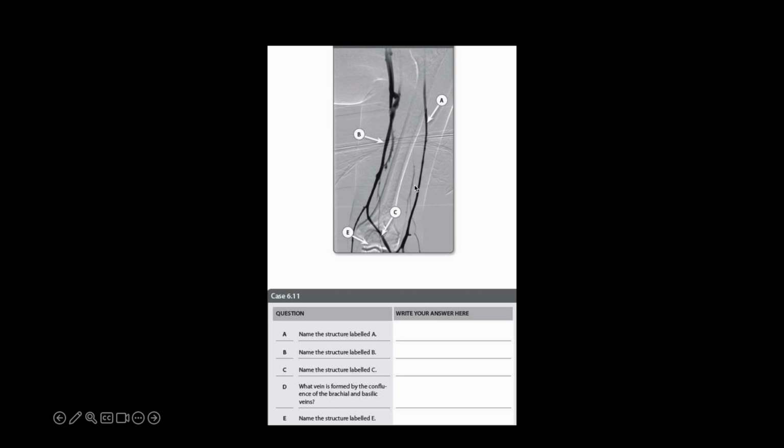You then need to ask, is this radial or ulnar? So you look at the elbow. This doesn't look like the radial head. This looks like the trochlea and the proximal ulna, and so this would be the inner margin of the arm. So B would be your basilic vein, A would be your cephalic vein.